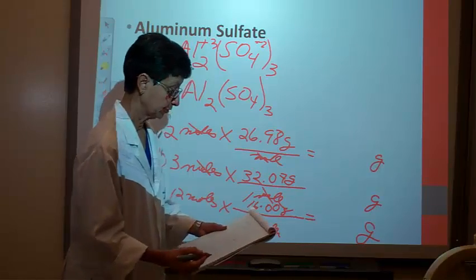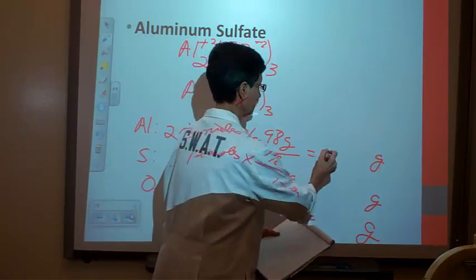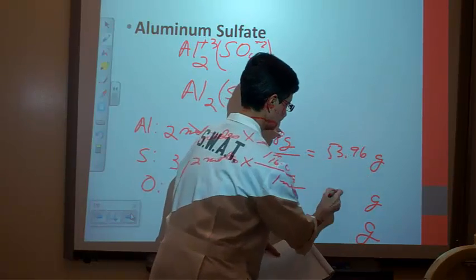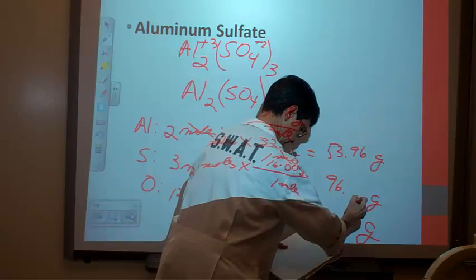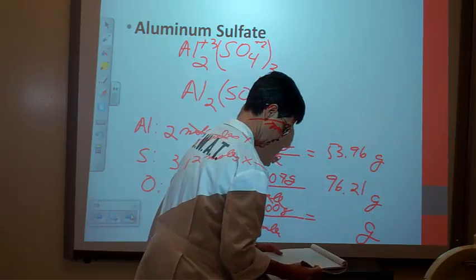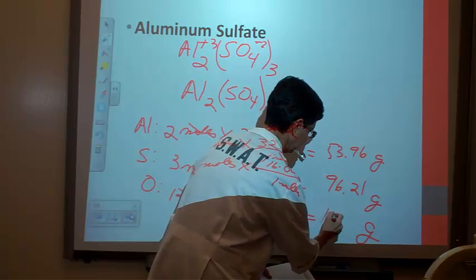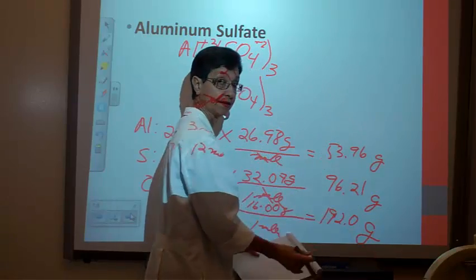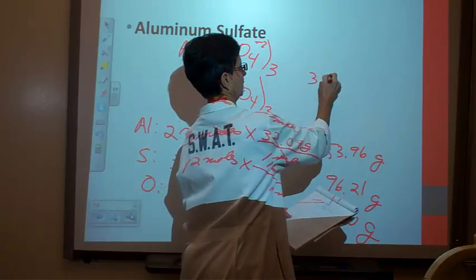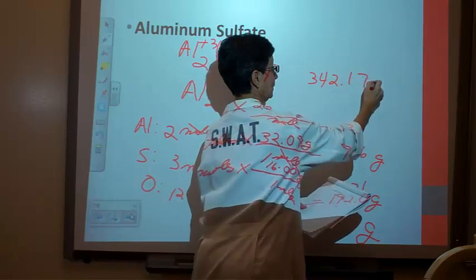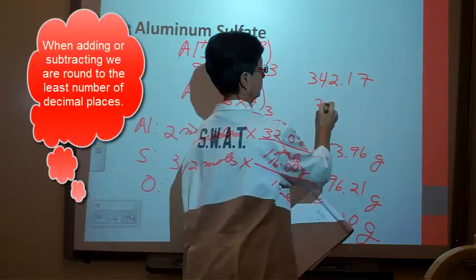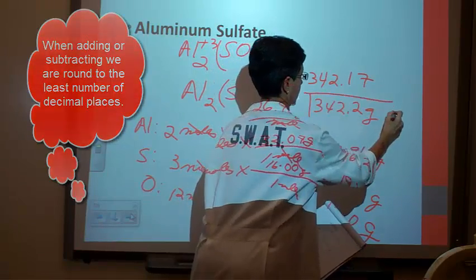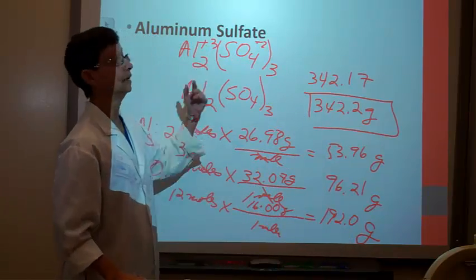So now I did my calculations and I came out with aluminum 53.96 grams and sulfur 96.21 grams and oxygen 192.0 grams, and for a grand total, when I added, of 342.17, but we agreed that we are going to round. 342.2 grams is the molar mass of aluminum sulfate.